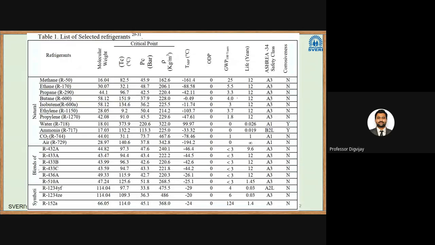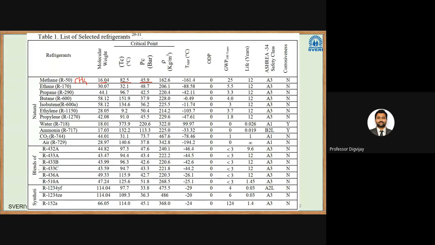Next, this table will give you some idea about ODP and GWP. If I take methane, which we all know is CH4, these are called hydrocarbon refrigerants. Their molecular weight, we know, is 16. Its critical temperature is given as 82.5. The critical pressure is given as 45.9 bar. The density is given, and this temperature is given.